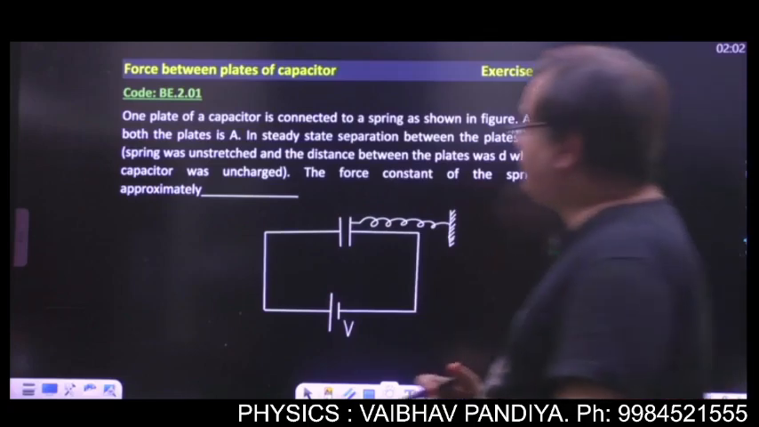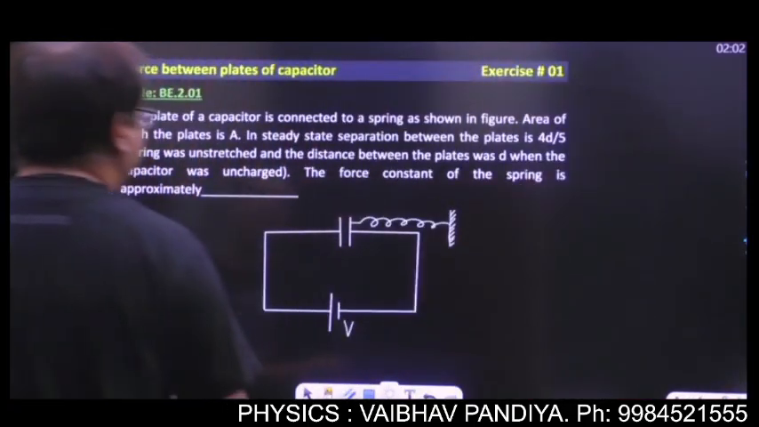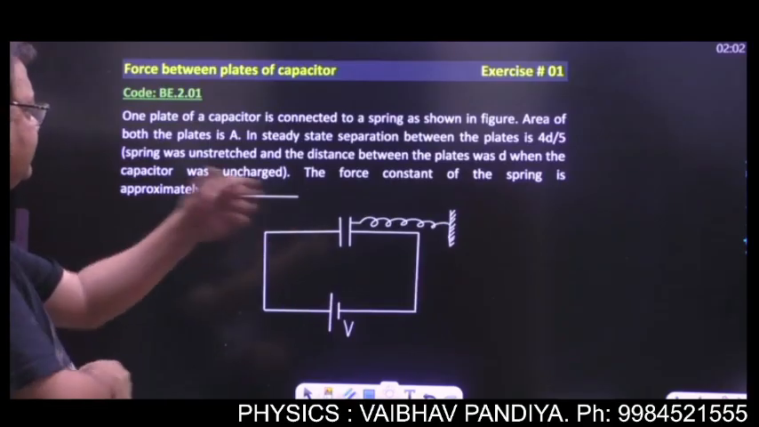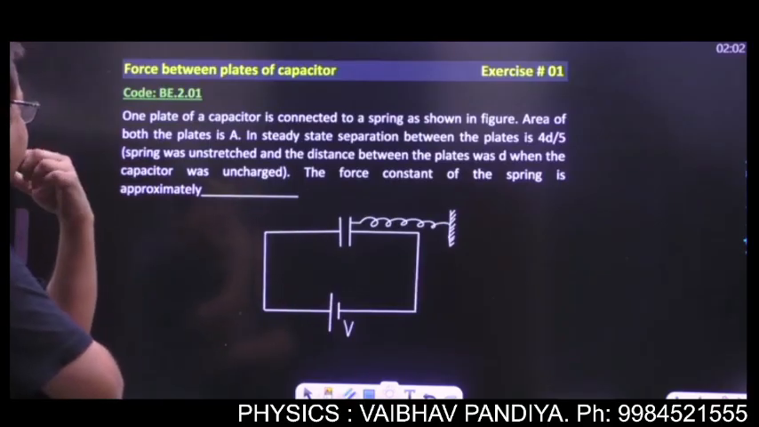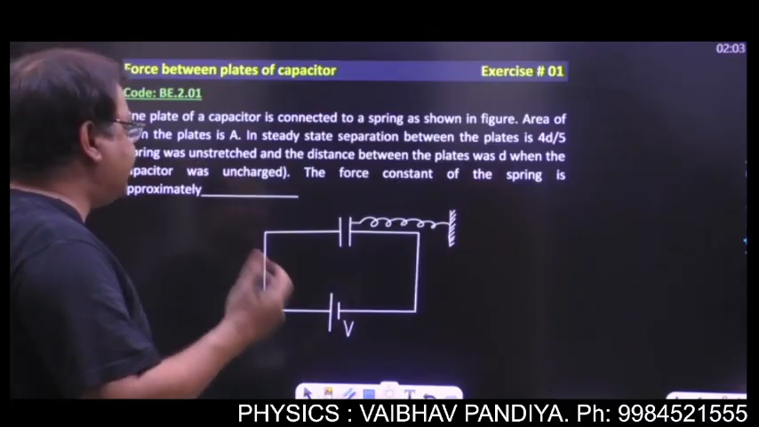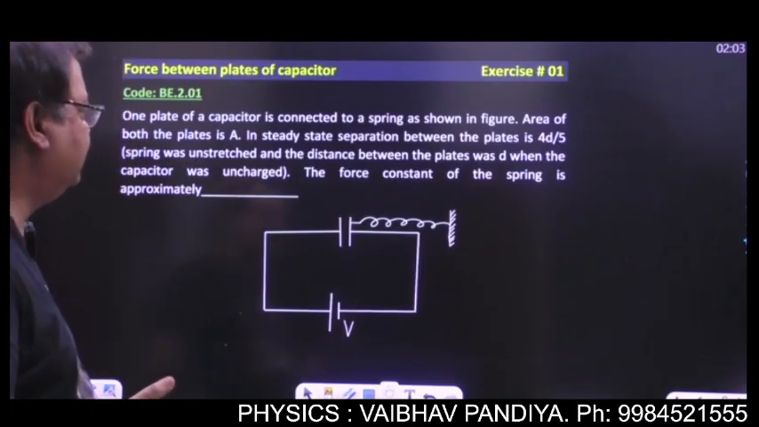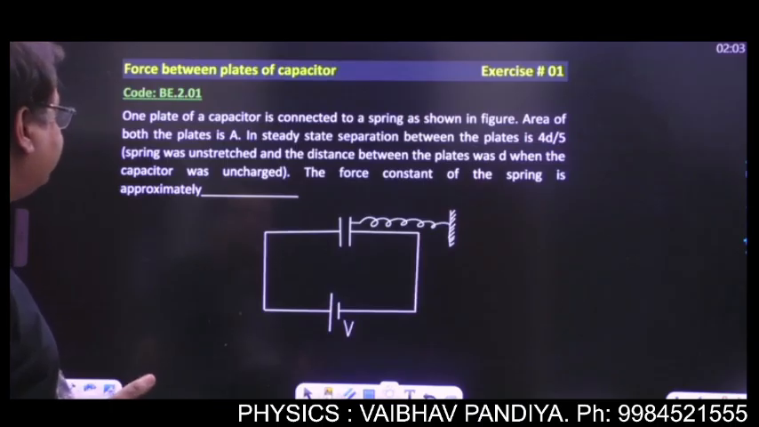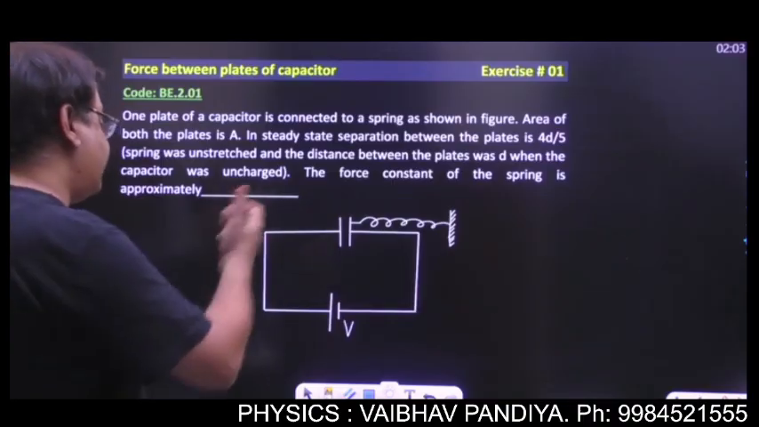Now let's see the first problem for the force between the plates of a capacitor. One plate of a capacitor is connected to a spring as shown in the figure. Area of both the plates is A. In the steady state, separation between the plates is 4d by 5. The spring was unstretched and the distance between the plates was d when the capacitor was uncharged. We have to find the force constant of the spring.